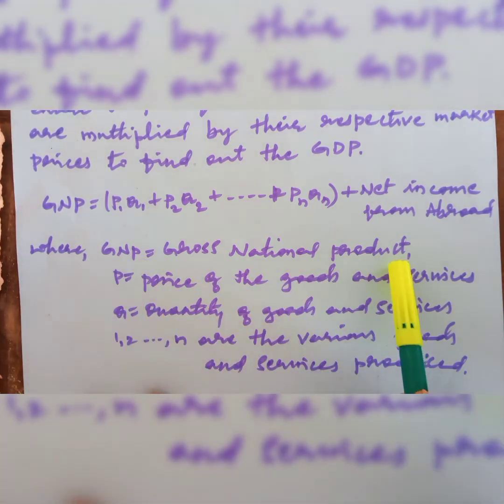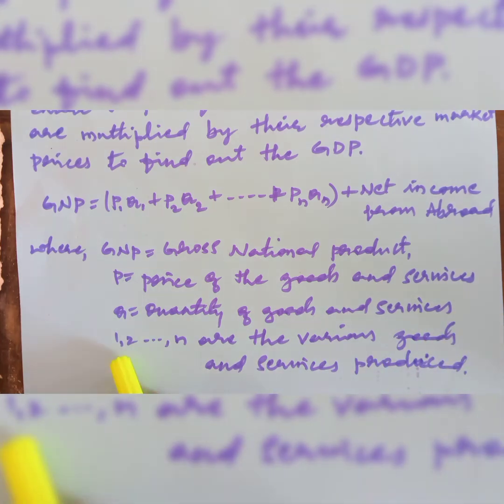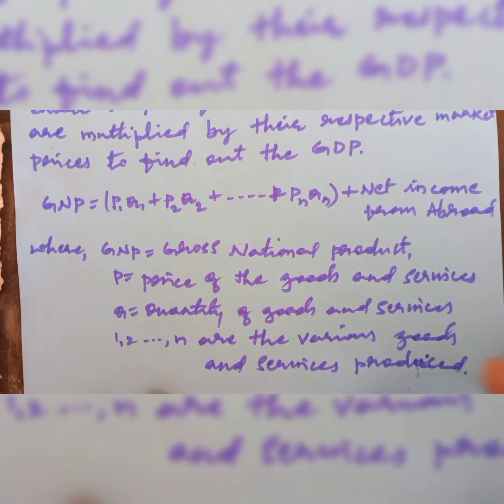GNP is equal to gross national product, P is equal to the price of the goods and services produced during a year, Q is equal to the quantity of goods and services produced during a year. 1 to N are the various goods and services produced during a year. So this is a formula. By applying this formula, we calculate all the goods and services to get the national income. Okay, this is the first method.